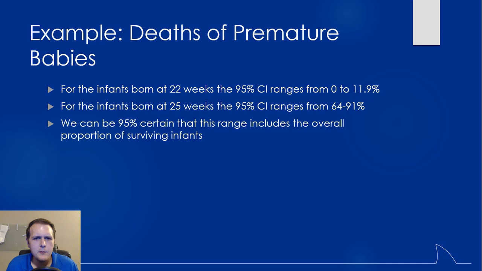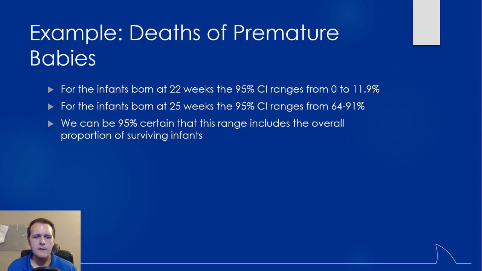So for the babies born at 22 weeks, if they were to calculate it out, the 95% confidence interval ranges anywhere from 0 to 11.9%. If you recall, you can't really have a negative value in this case because you can't really have a negative birth. However, if you were, say, looking at the difference between two values or something like that, you could have a confidence interval that ranges into the negatives. But for our purposes, in this case, you can't have a negative birth, right?